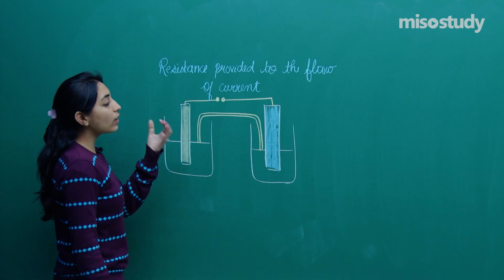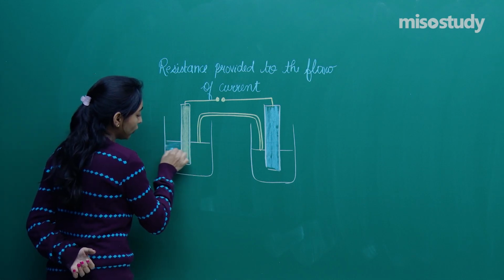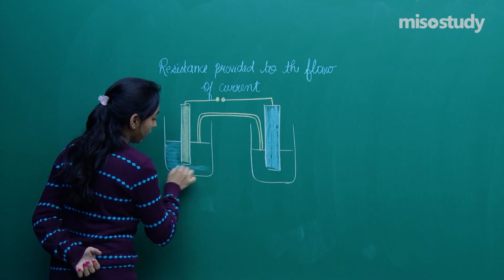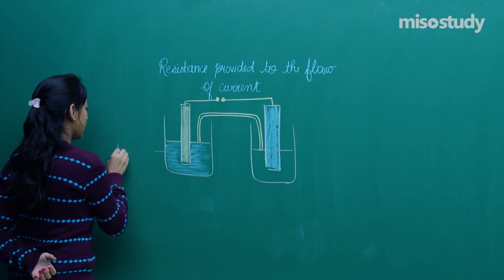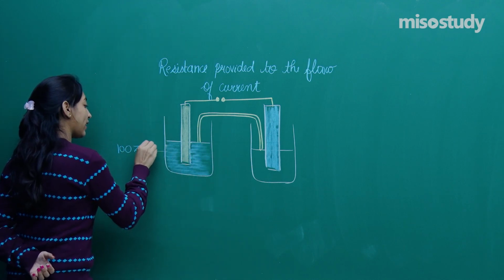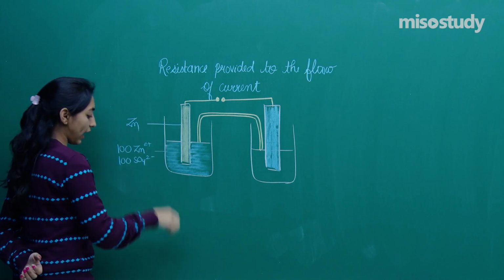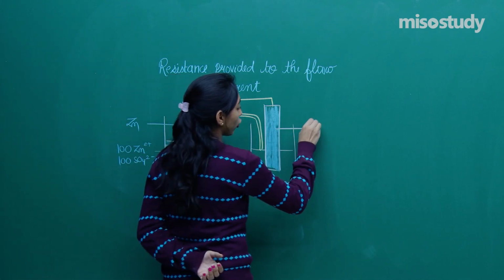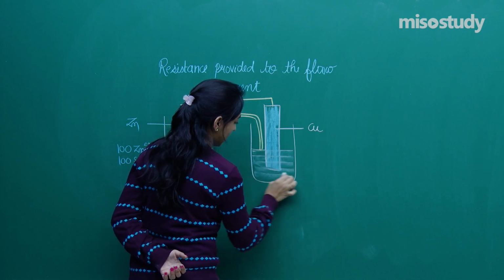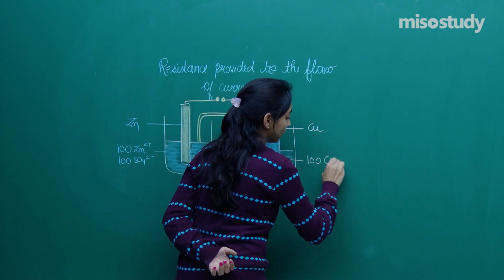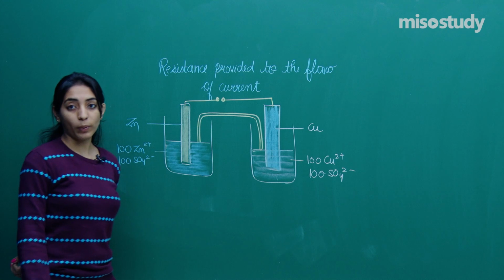Now see carefully. Let us say when there was no current being drawn from the cell, the concentration of the solution also matters here. So you have taken one particular solution here. Let us say there were 100 Zn2+ and 100 SO4 2-, and we had zinc here. Similarly, we had copper here, and we have taken 100 Cu2+ and 100 SO4 2-, right?